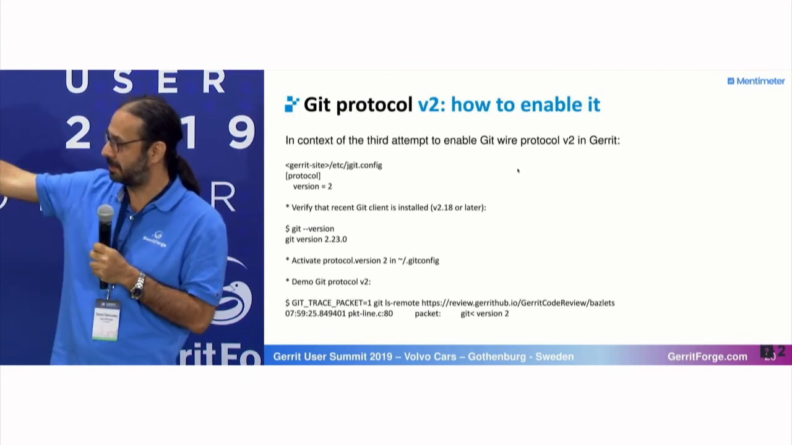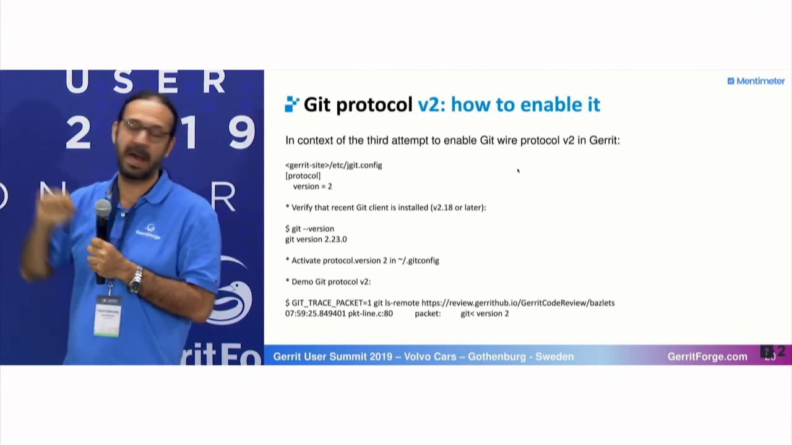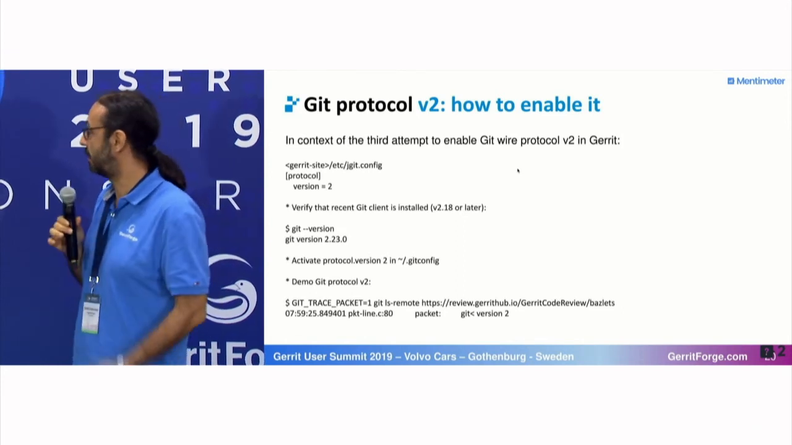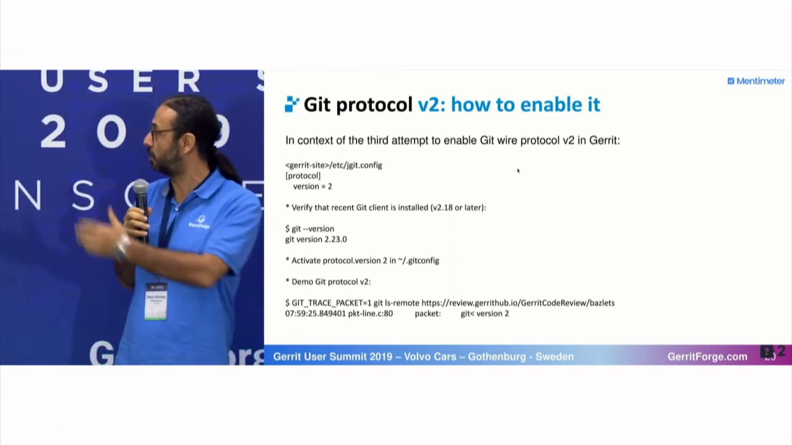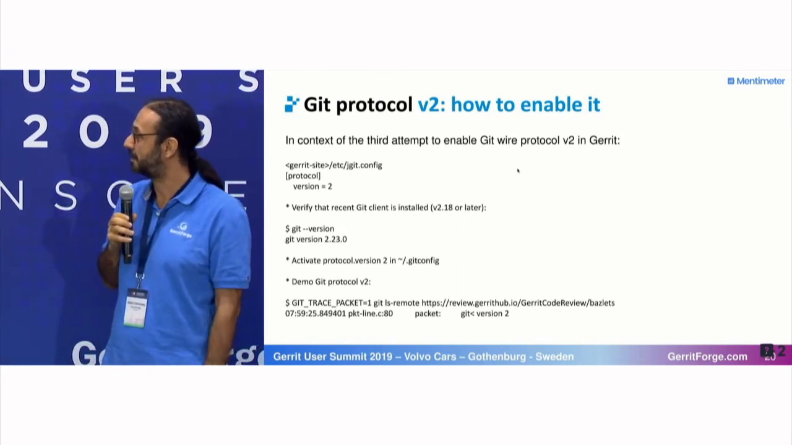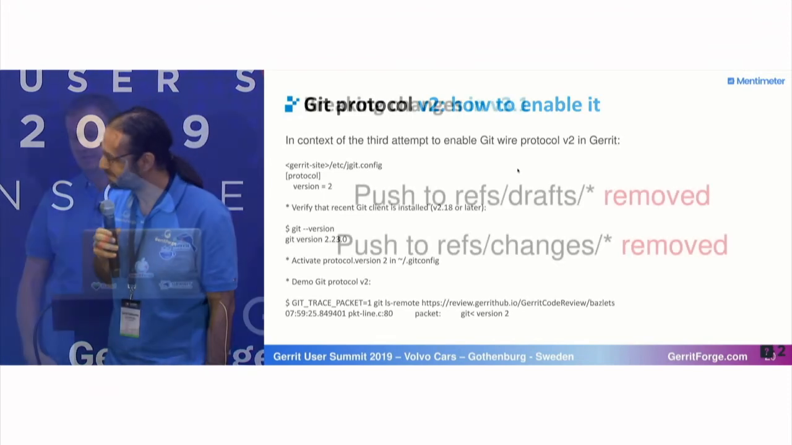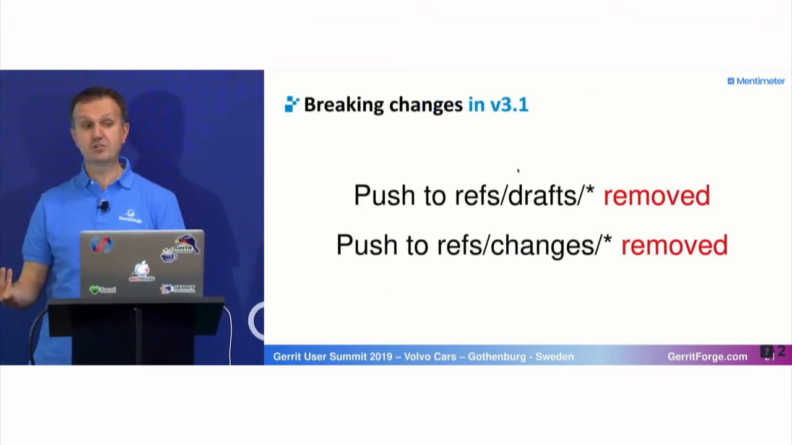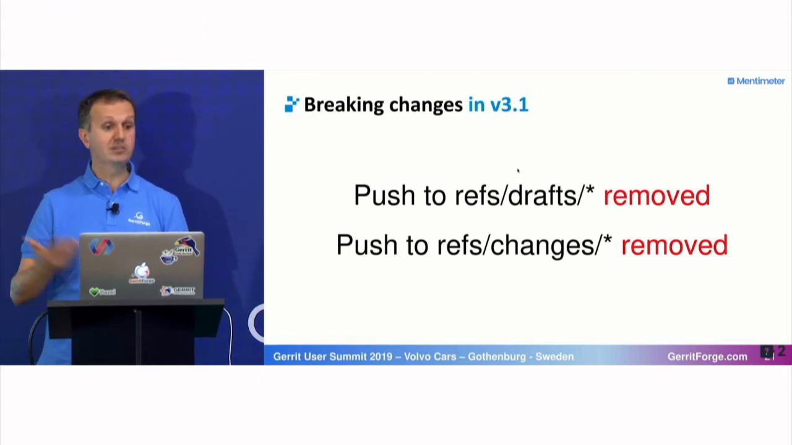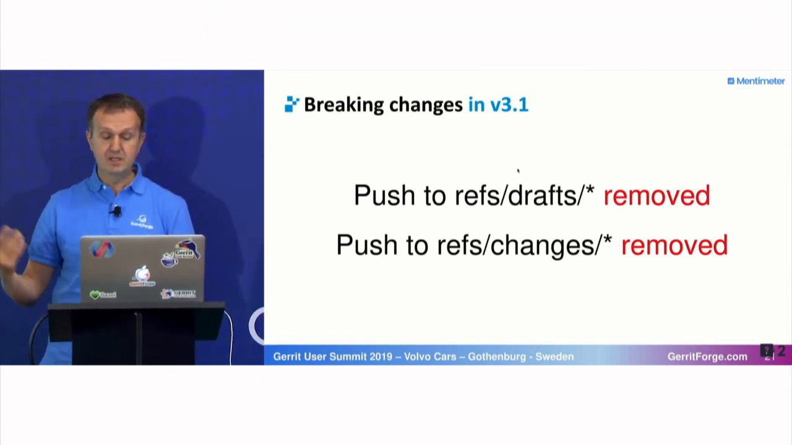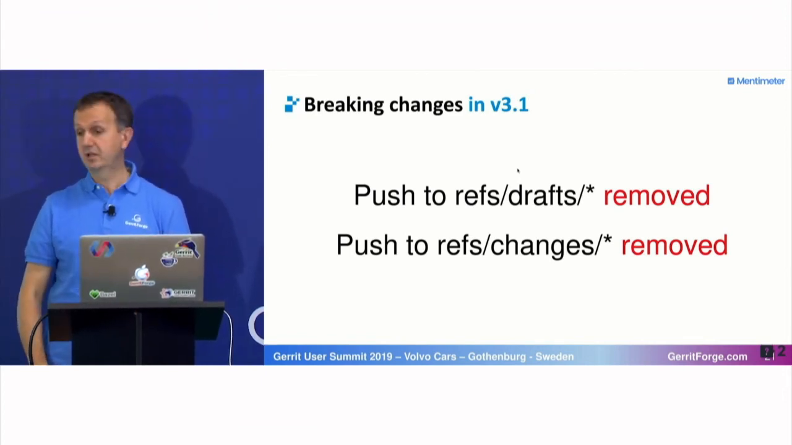But now here you see in this demo line, this is GerritHub.io that is run by GerritForge, and it has been on 3.1 since 45 minutes after the release. So sometimes there are some features that are deprecated for a release, and then sooner or later we need to remove them. So the push to refs/drafts was removed.